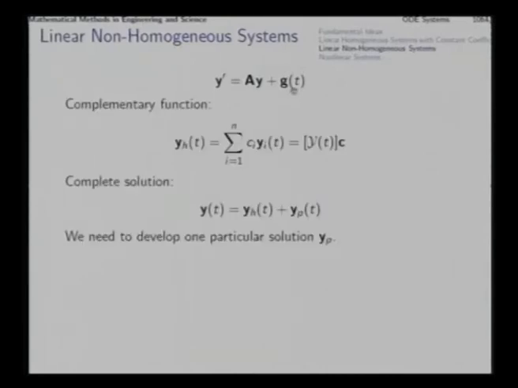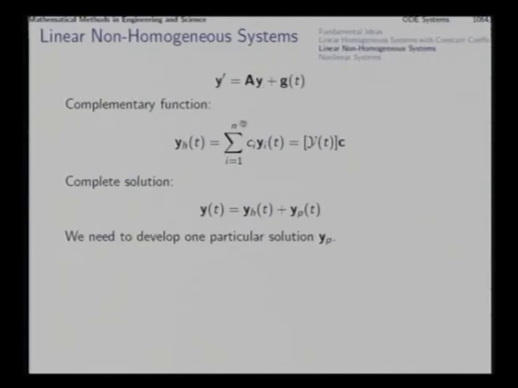So, for the solution of this non-homogeneous system of equations, we will get the complementary function as usual, that is the solution of the corresponding homogeneous system which has no g t term, right.